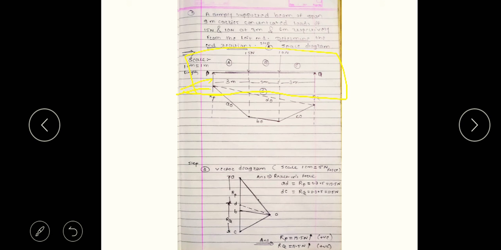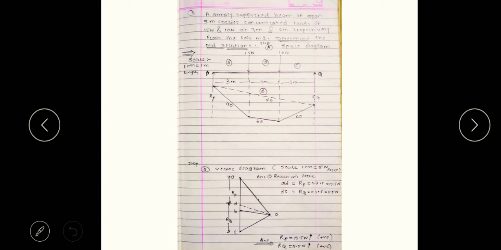Now the second step, according to the procedure, we have to mention the Bow's notations. At the time of indicating the Bow's notations we have to mention the alphabets A, B, C, D in between the forces. Between the force RP and the force 15 Newton we will mention A. Between the 15 Newton and the 10 Newton we will indicate another point, B. Between 10 Newton and RQ we will indicate C, and between RP and RQ we will indicate the D point. This is the D point. In this way you can indicate the Bow's notations.